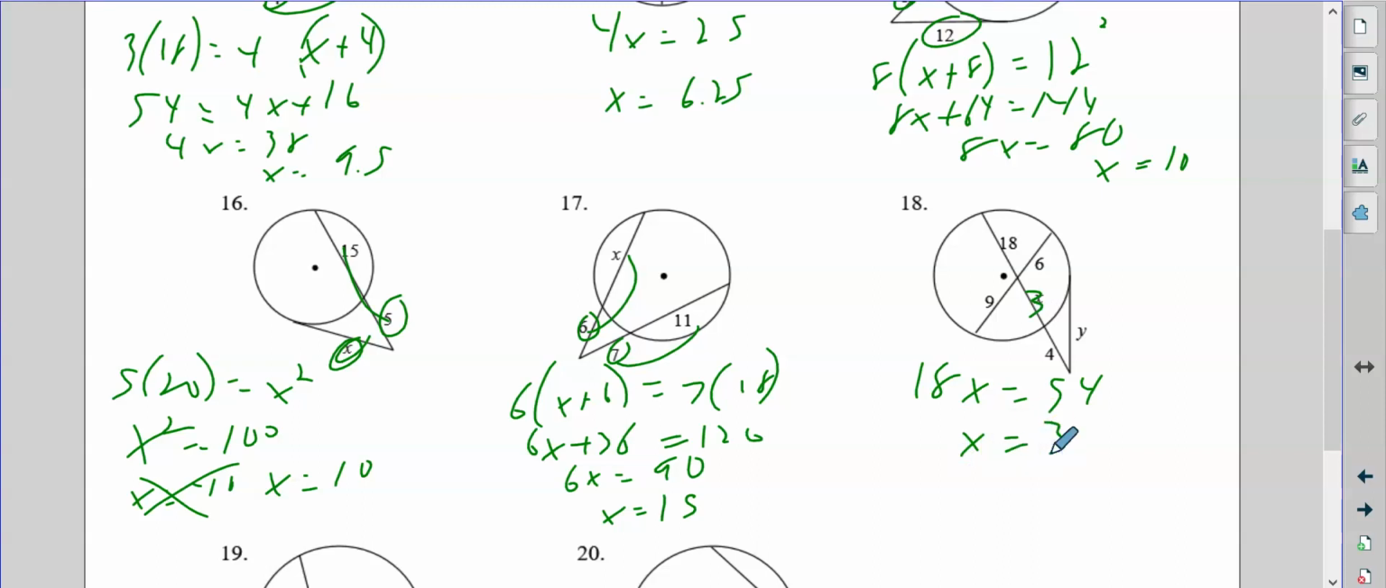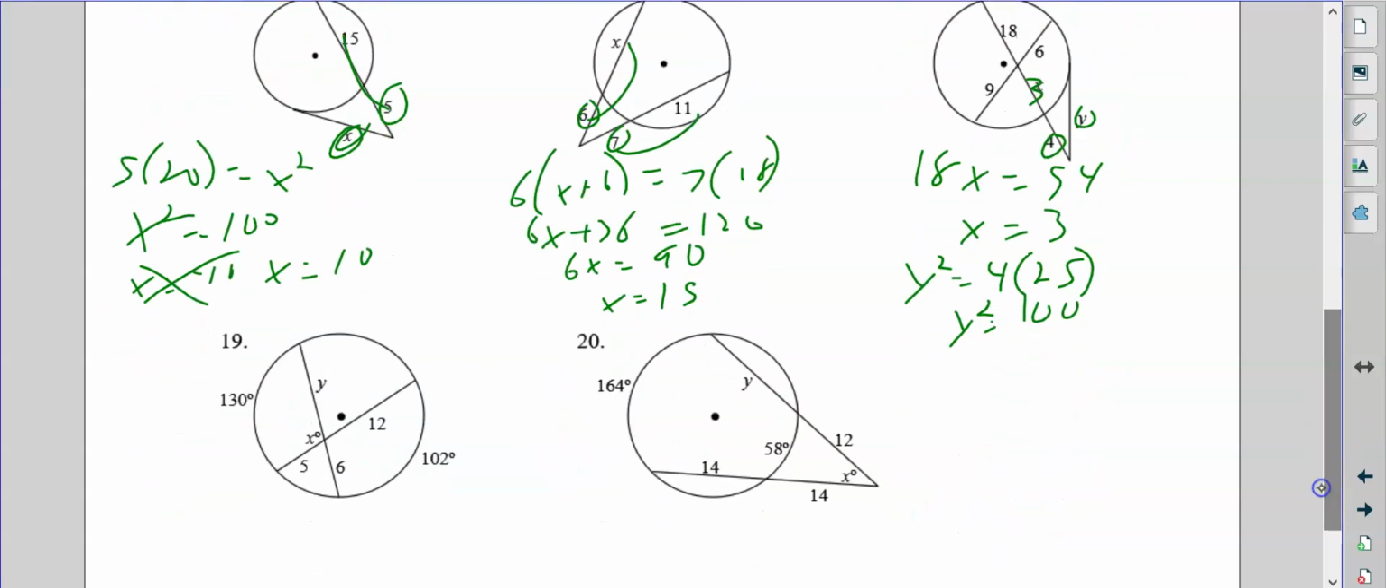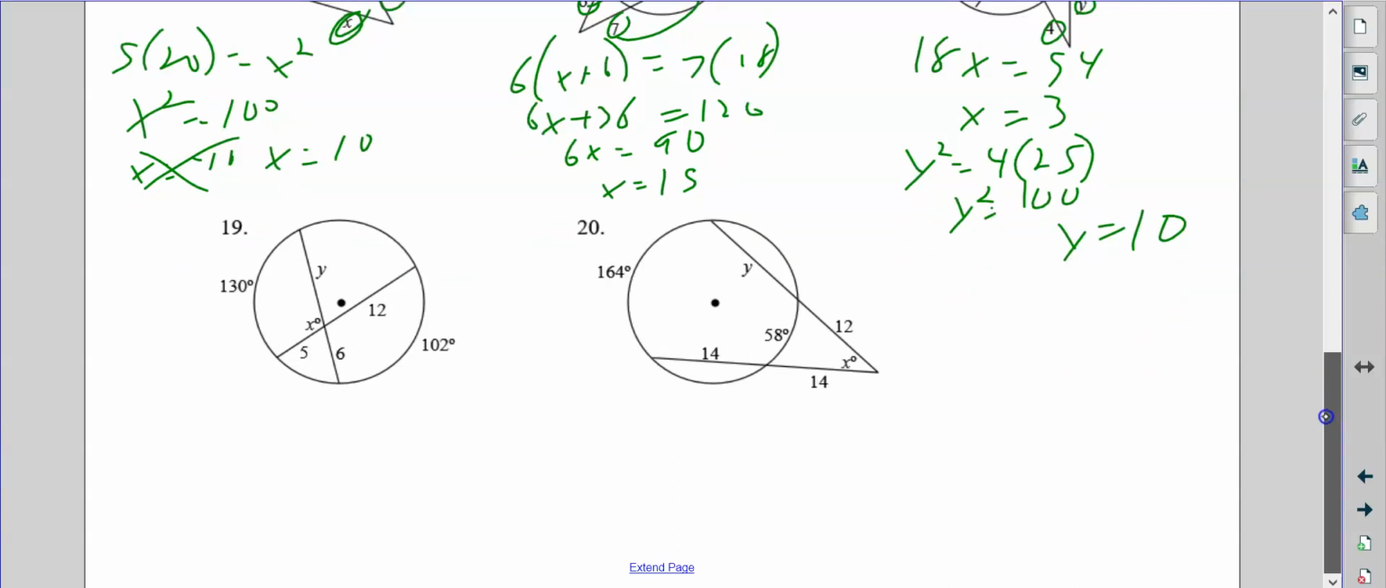Now to find y, this squared equals part, careful here, times the whole. 18 plus 3 plus 4, 25. So y squared equals 100. Square root that, just like the previous one. You can't have a negative value, so y equals 10.